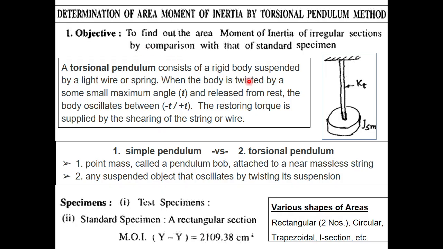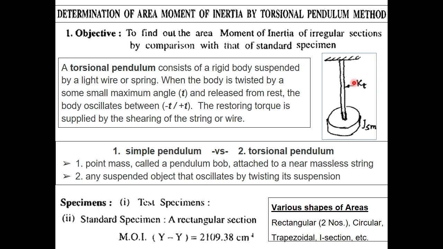Torsional pendulum: a rigid body suspended by a light wire, and when it is twisted by some small maximum angle theta and released from rest, the body oscillates between plus minus theta. The restoring torque is supplied by the shearing of the string or wire, due to its torsional stiffness.